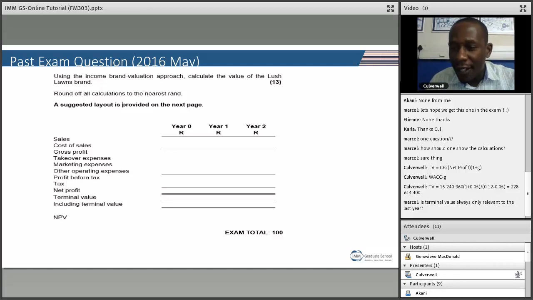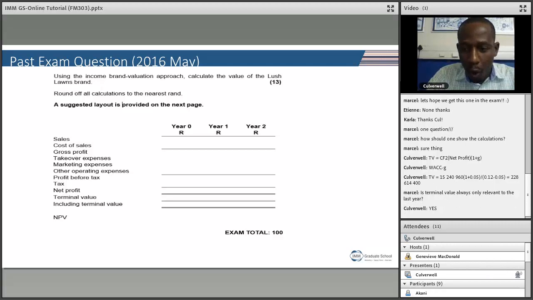That's right, Marcel. Your terminal value will always affect the very last year of your projection. So when they ask me to do this up until year 0, 1, 2, 3, I would end up calculating my terminal value for year 3. In this regard, it was only up until year 2. That's what terminal value is. You bring it in the last year of a projection. And you use the net profit or the cash flow for that very last year, which was the 15 million that we used in year 2. So that's right.